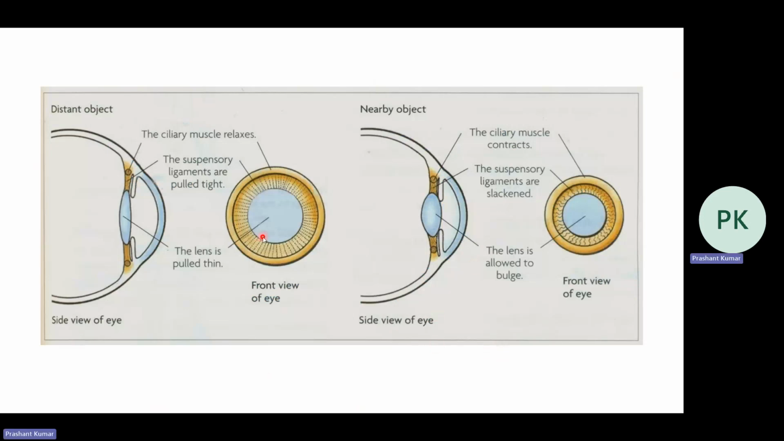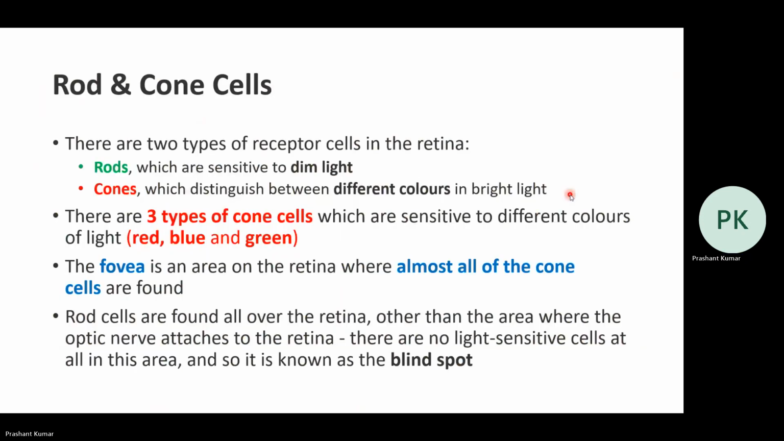So like this, you can see this is the image of the lens, how it is for a distant object. This is showing the front view, how the eye will look from the front. And this is the nearby case, what happens to the eye lens when you see a near object.